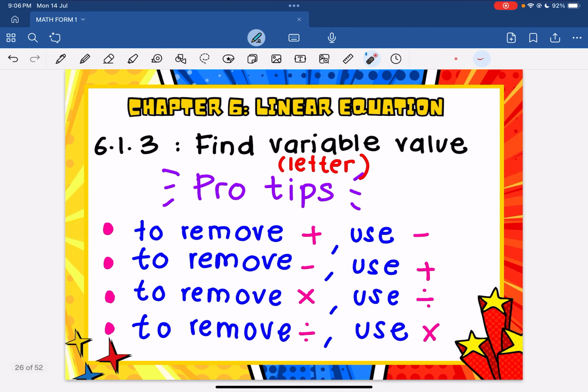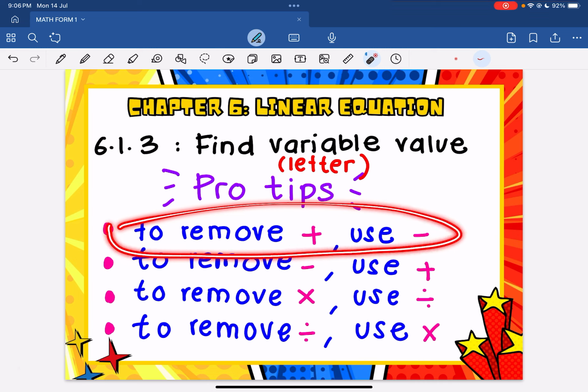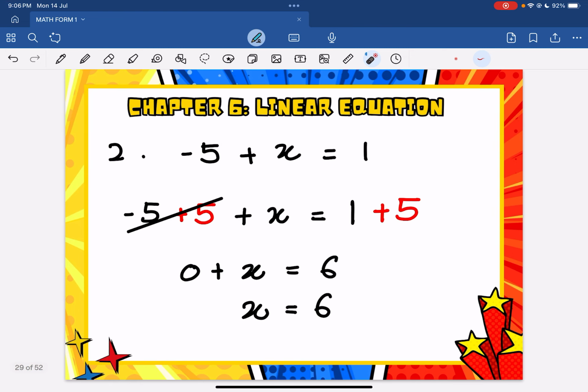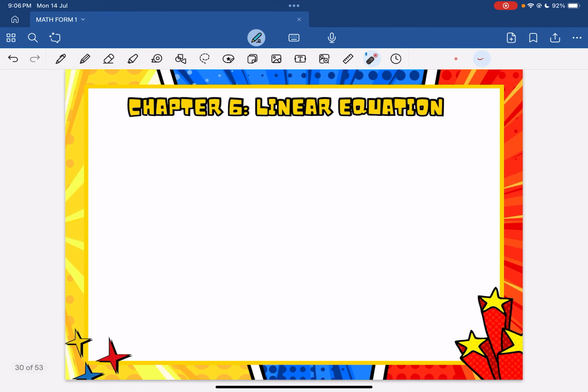So now we are done with this one. To remove plus, to make it 0, use subtract. To remove subtract, we need to use plus. How about to remove multiplication? So let's try this question.